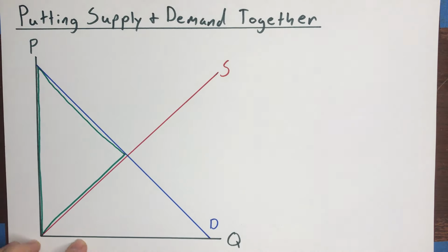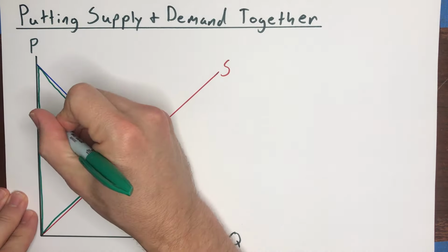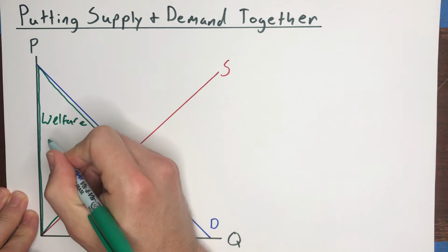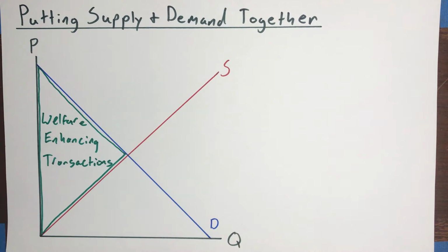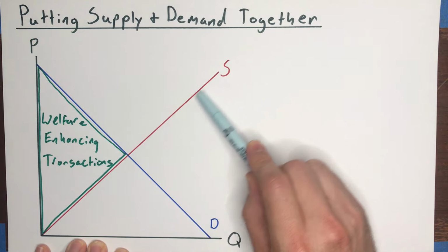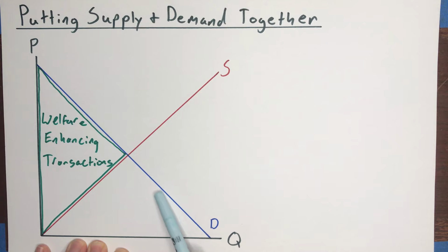And make a note that these are the welfare enhancing transactions. Now, to the left of this intersection, you'll see that the opposite is the case. Now, the cost to the sellers to produce the units is greater than the value to the consumers who would be purchasing the units, or who would be getting their hands on the product.